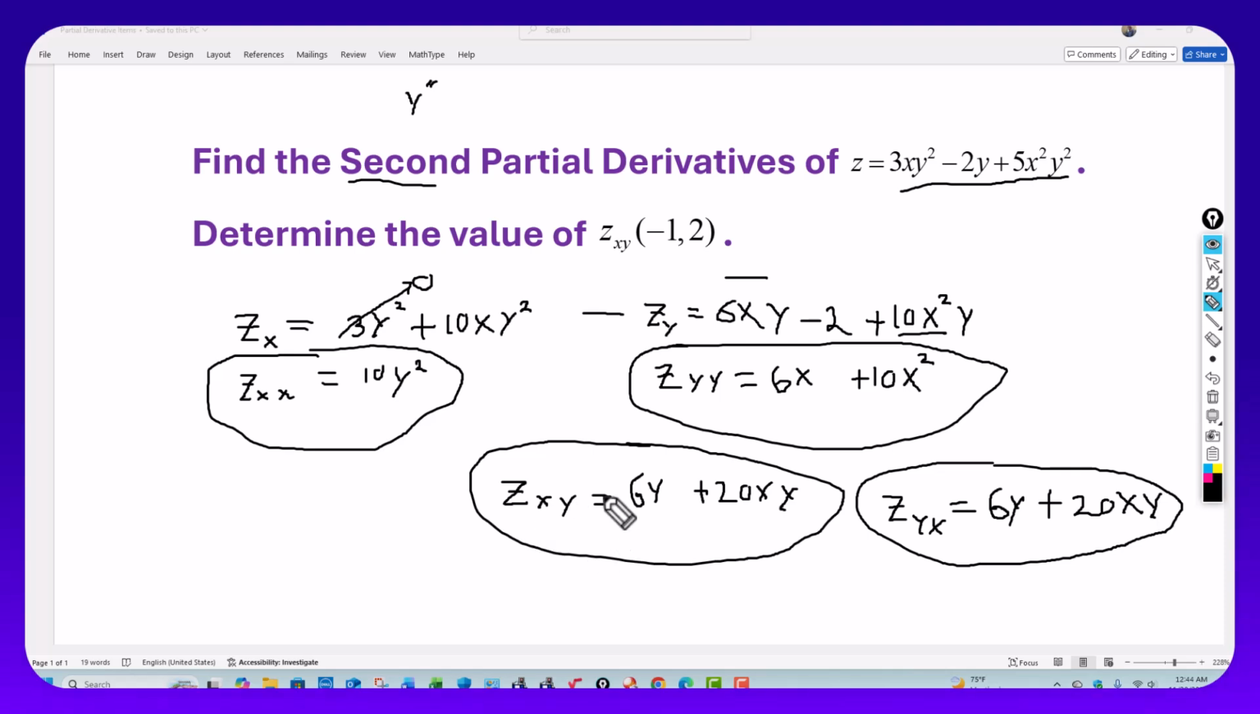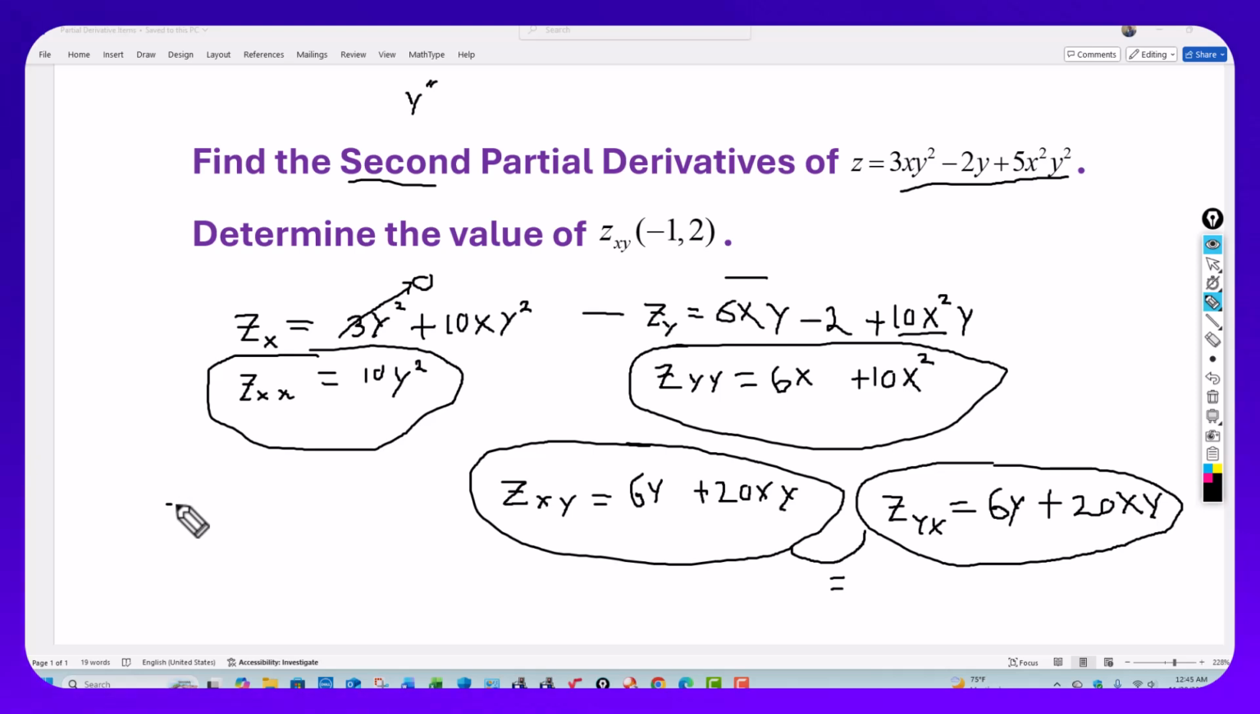Now those are normally going to be the same when you're finding the mixed partials, z sub xy or z sub yx. One condition is that the functions have to be continuous. But when you're dealing with polynomial type terms here, x and y and so forth, and y squared, that's always going to be the case. So you can expect these two to be equal.